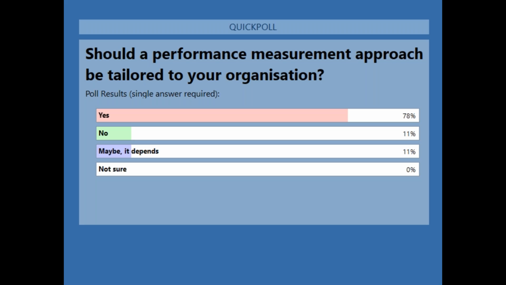So overwhelmingly, people believe, Pete, that a measurement approach has to be or should be tailored to the organisation. What are your thoughts, Pete?